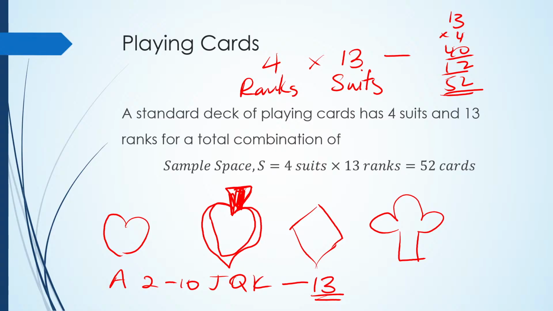Sorry, there's 4 suits and 13 ranks. We just flip that around. Suits, ranks, right? So you have those 4 suits and those 13 ranks. If we draw one card, we can draw something like the King of Hearts. It's going to have a K, and it's going to have a heart symbol on it.